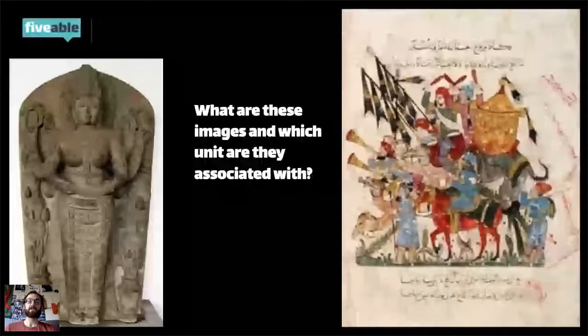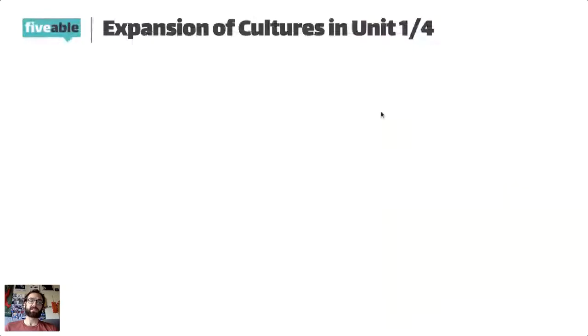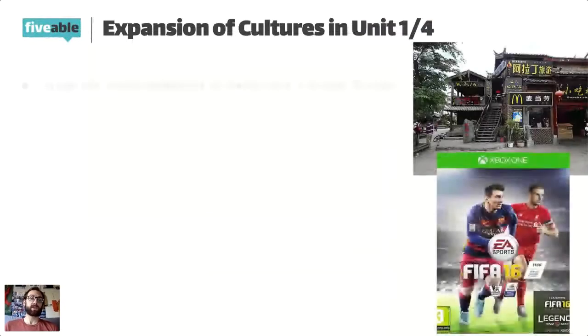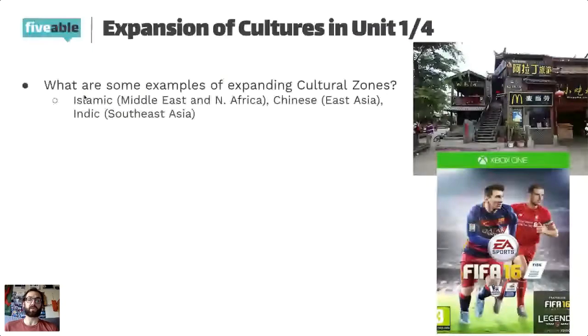And so these are two ways to think about cultural expansion: it's both syncretic, but it's also just a straight up expansion of cultural zones. Especially in units 1 and 2, we have three really big expanding cultural zones in the world. We have the Islamic cultural zone, the Chinese cultural zone, and what I'm going to call right now the Indic cultural zone in Southeast Asia.